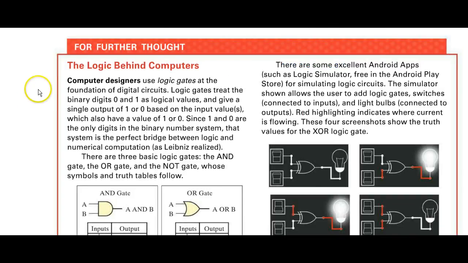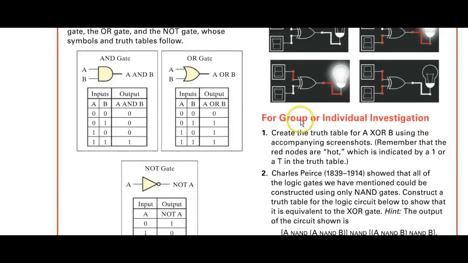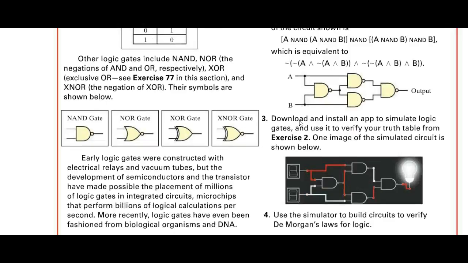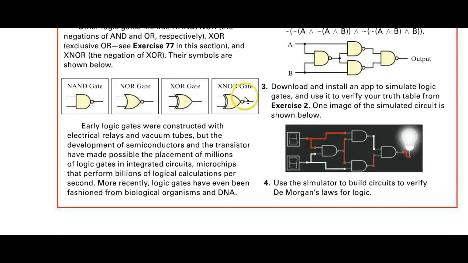Now in the text, they do go over, for further thought, the logic behind computers. You know, it's a binary system. It's either 0 or 1. And there are different little things that is challenging. This goes through some of it here to give you an idea of how things work. But I'm not a computer engineer.